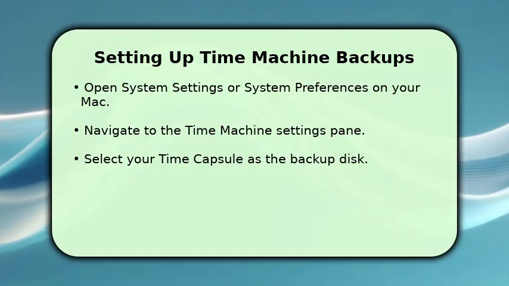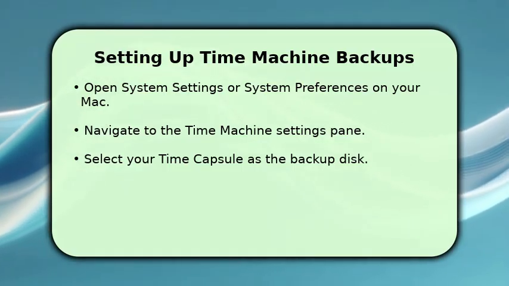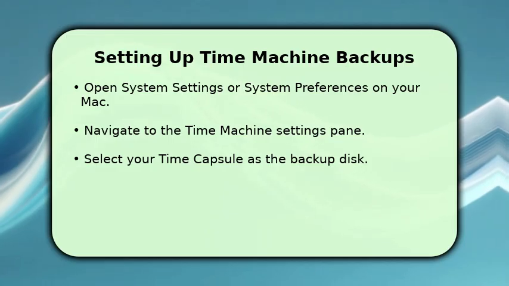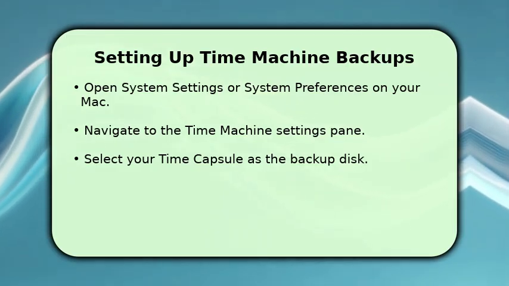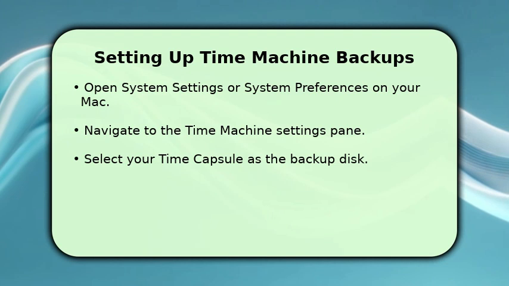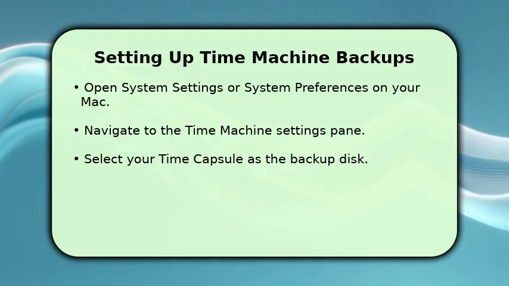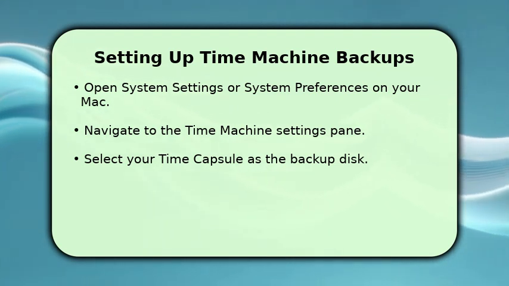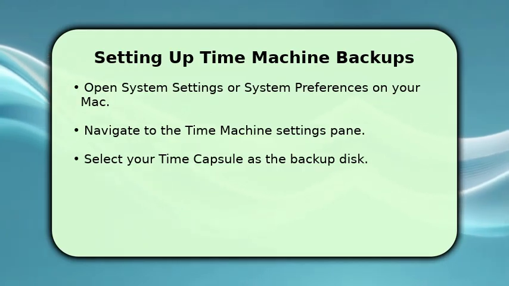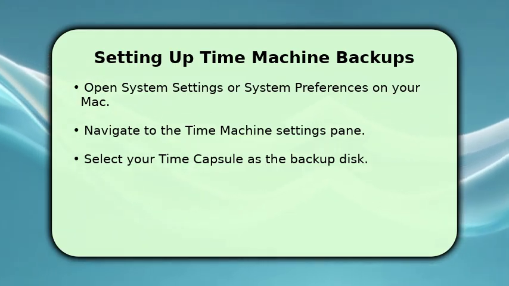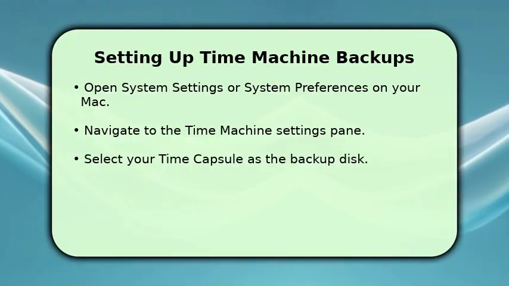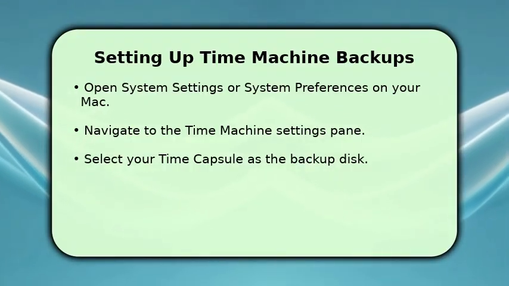With your Time Capsule connected, it's time to set up Time Machine for automatic backups. Go to System Settings or System Preferences on your Mac and find Time Machine. Select your Time Capsule from the available disks. Make sure to enable automatic backups so your data is continuously protected without any manual effort. This ensures your files are always safe.